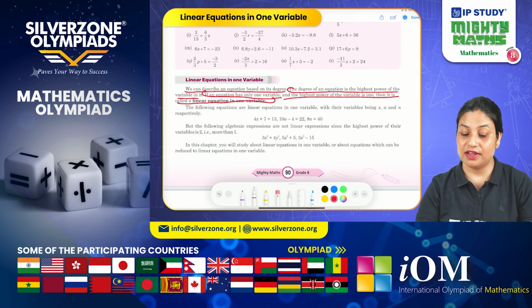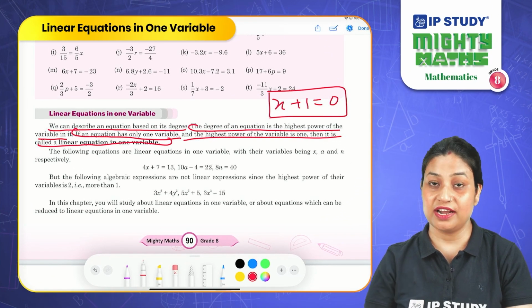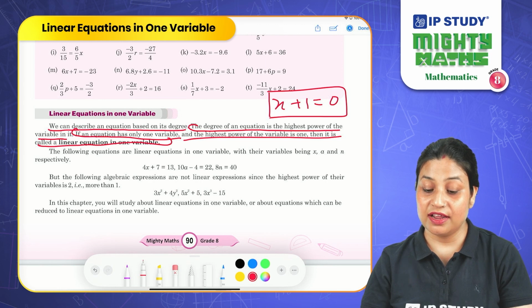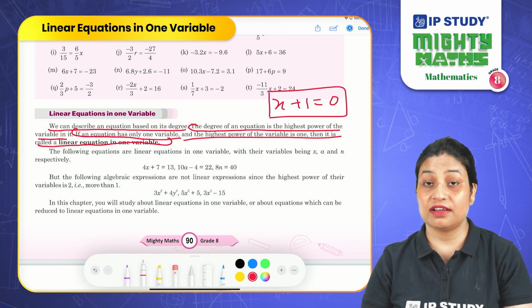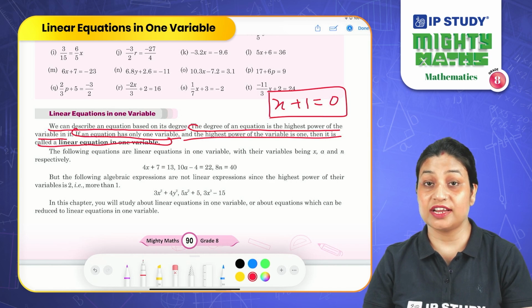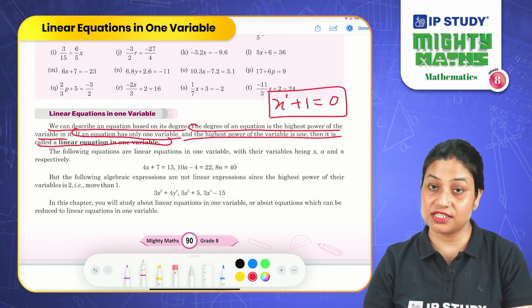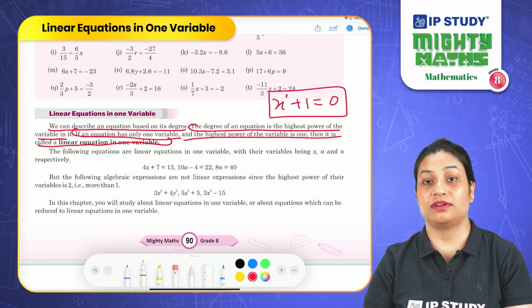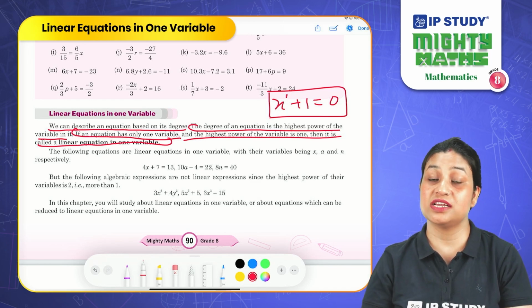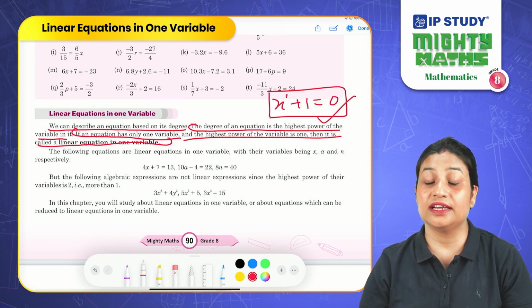For example, let me write it for you. x plus 1 is equal to 0. We know that this is an equation, right? We have already discussed it in our previous grade. If I talk about its highest power, what is the highest exponent for this variable? The highest exponent for this variable is 1, right? So since the value of the exponent for this variable is 1 and this is an equation, we call it a linear equation in one variable.